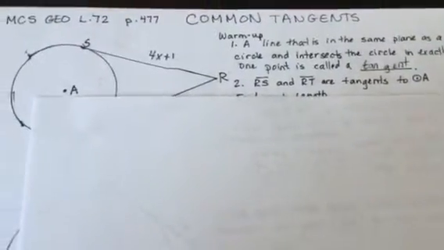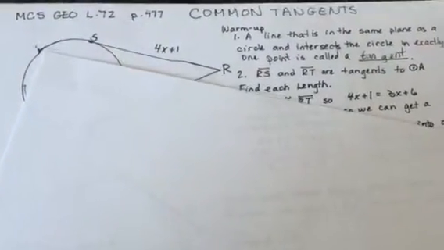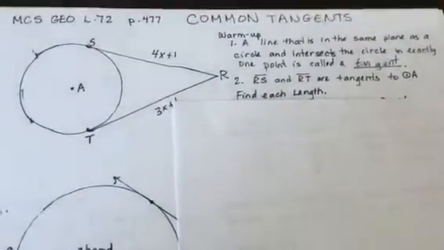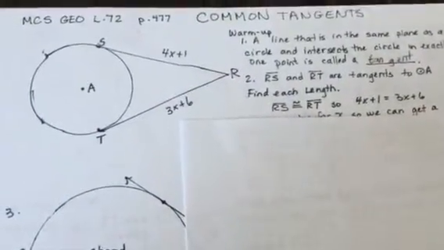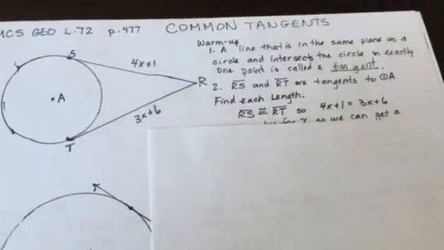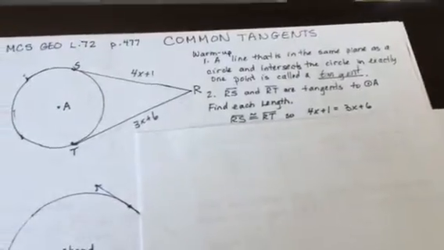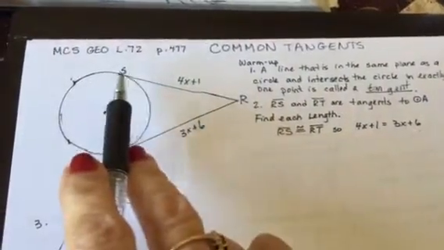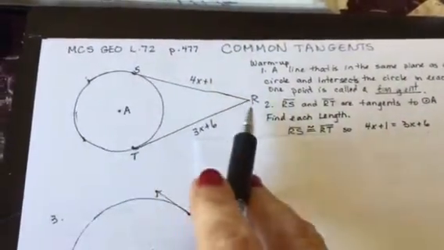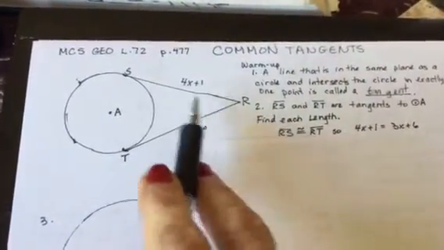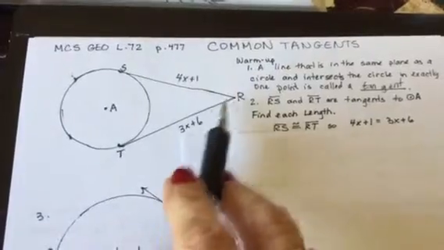Number 2, RS, as shown in this diagram, and RT are tangents to circle A. We are to find each length. What we remember is that because these are two tangent lines which intersect at an external point, these segments are congruent. So RS is congruent to RT.